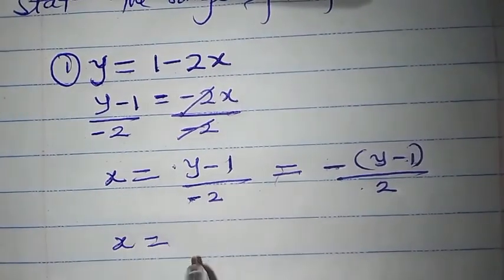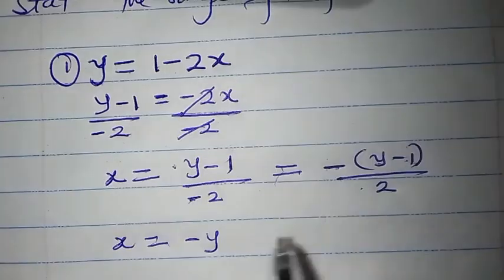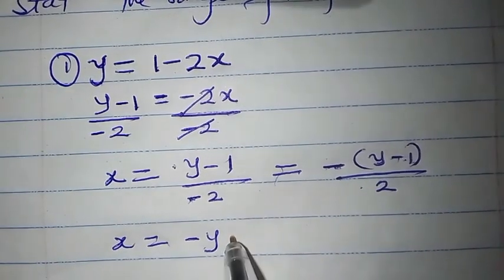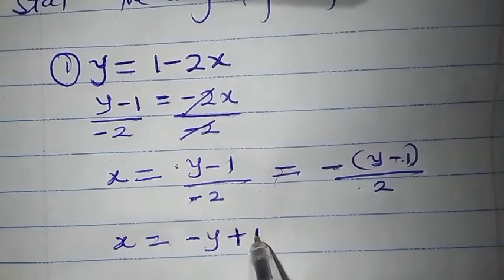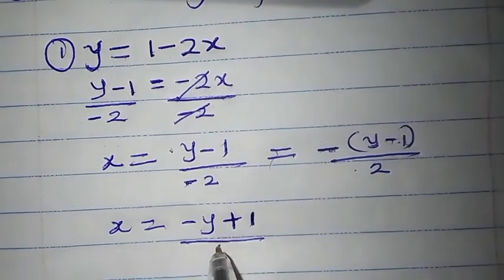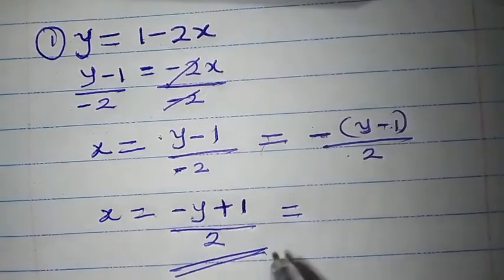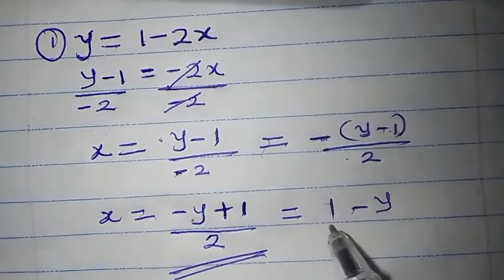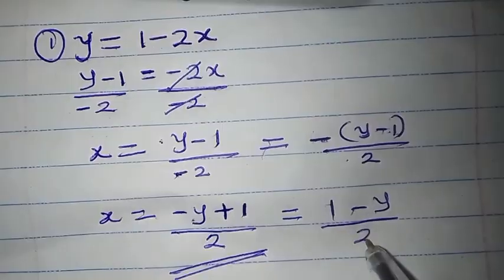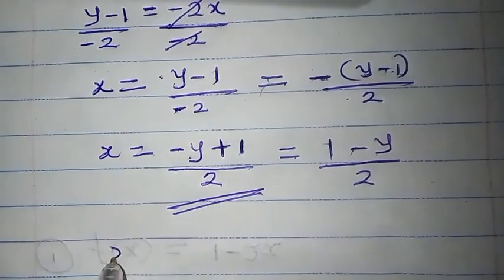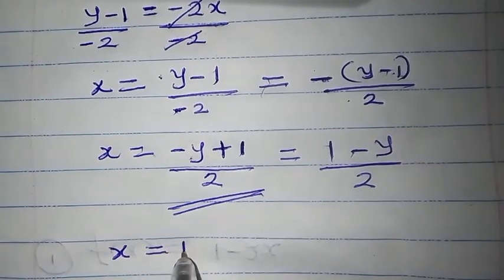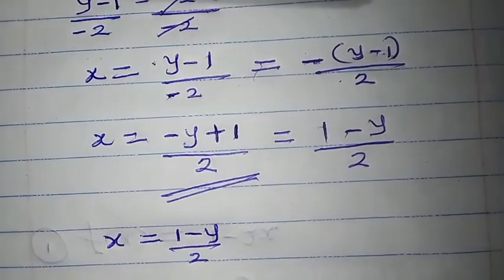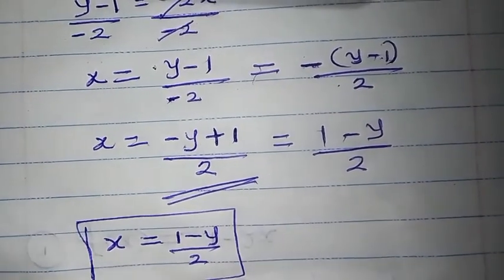X is equal to minus y, minus times y, minus times minus is plus 1, all over 2. Minus y plus 1 is the same as 1 minus y all over 2. So therefore, x is equal to 1 minus y all over 2. I have made x the subject of the formula.